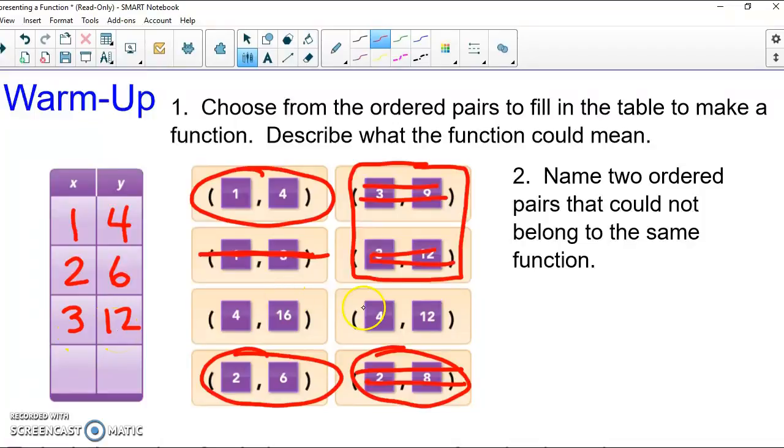Now I could include the point (4, 12) because 4 only has one matching output, which is 12, and 3 only has one matching output, which is 12. So it's okay for my y values to repeat, but not my x values.